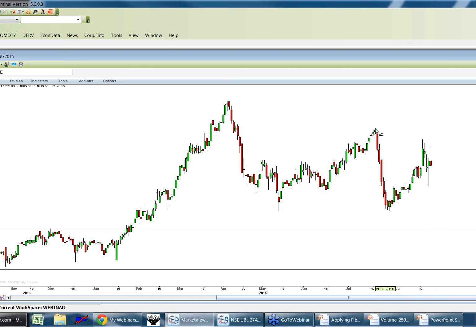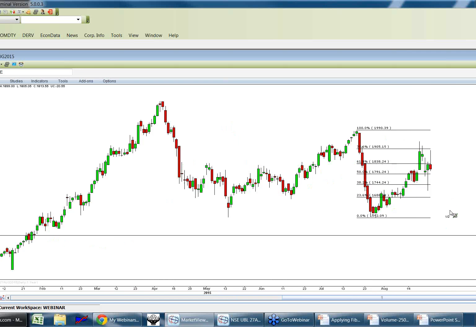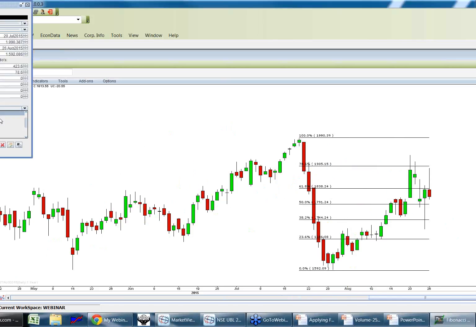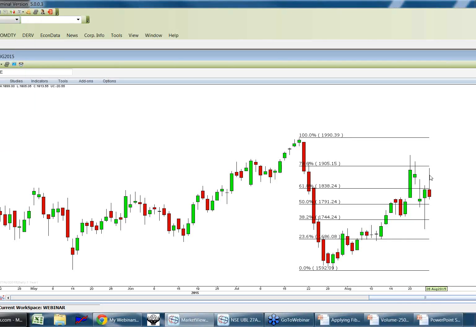So what we do here is we draw a downward retracement in Lupin. And you can see here that it is again getting stuck at the non-standard Fibonacci ratio 78.6. Not once, but 3 times. Even today it attempted to overpower 1905. But yet again, the prices succumb to this magic of Fibonacci.